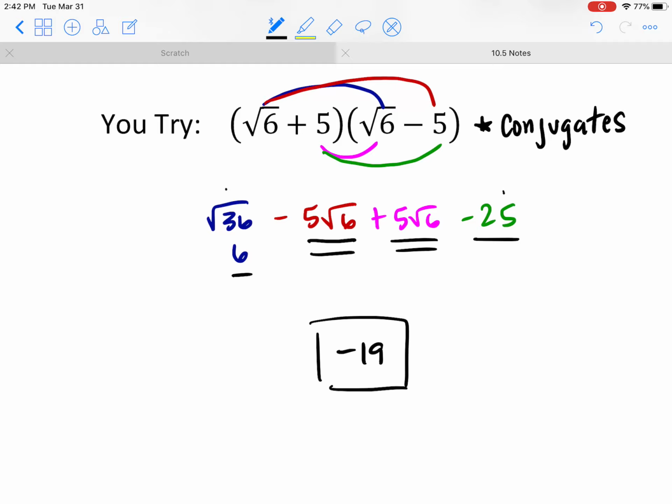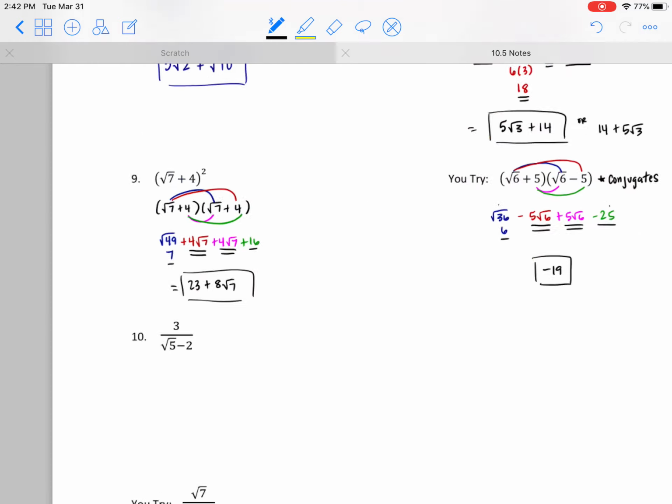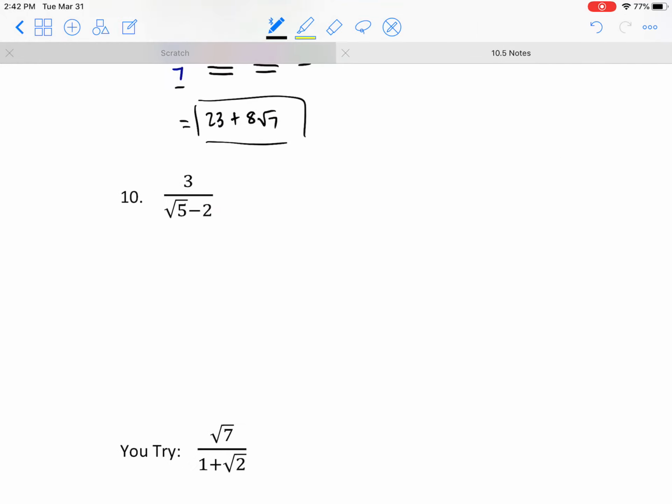Now if I took a binomial that had a radical in it and multiplied by its conjugate, what happened was the radicals canceled, right? And that's going to be a helpful thing to know when we get to the next problem. So here, it's putting together subtraction and division, but I can't divide 3 by radical 5 minus 2.